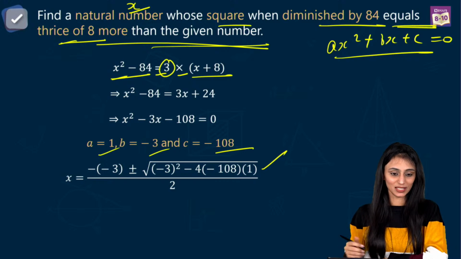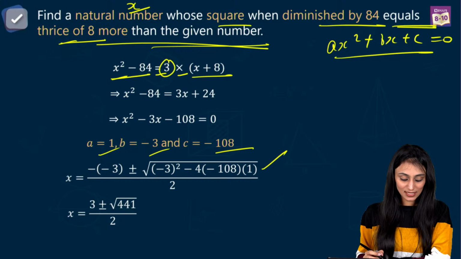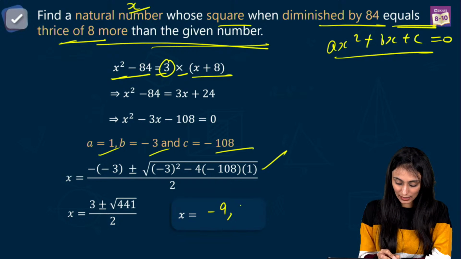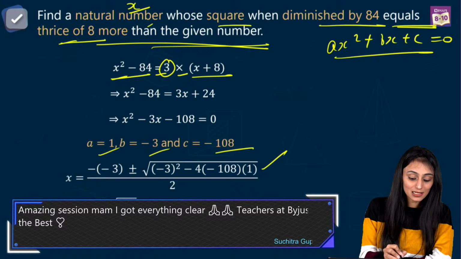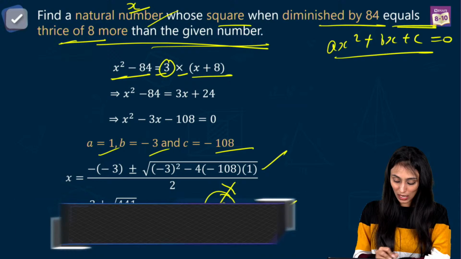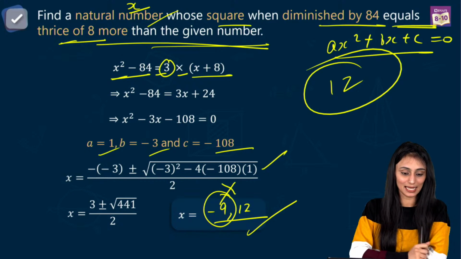Thank you. Okay, so we see that x is equal to 3 plus minus square root of 441 by 2. And what we get here? We get values as 15 and minus 12, that is 9 and minus 9 and 12. Since it's a natural number, we cannot consider the negative value. So our answer is going to be 12 in this case. Yes?